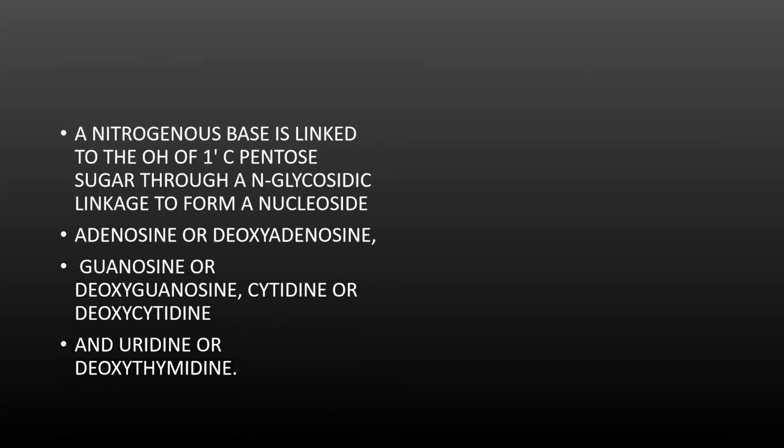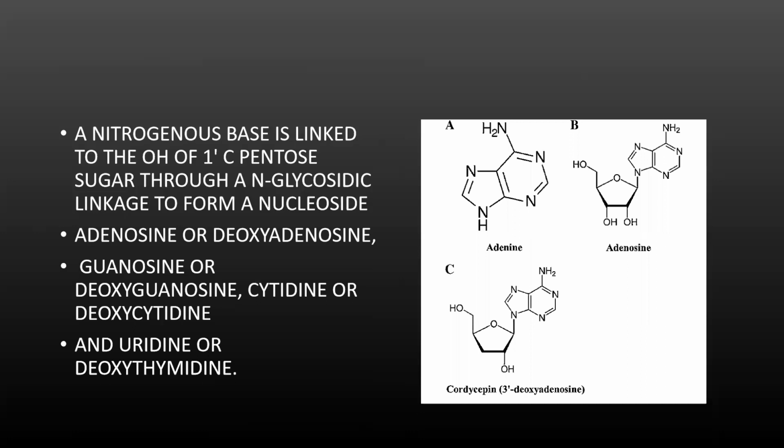Similarly, uridine or deoxyuridine. Okay, not deoxyuridine, it will be deoxythymidine. Why is there no deoxyuridine? Because uracil is present only in RNA and thymine is present only in DNA. So we have only uridine or deoxythymidine.